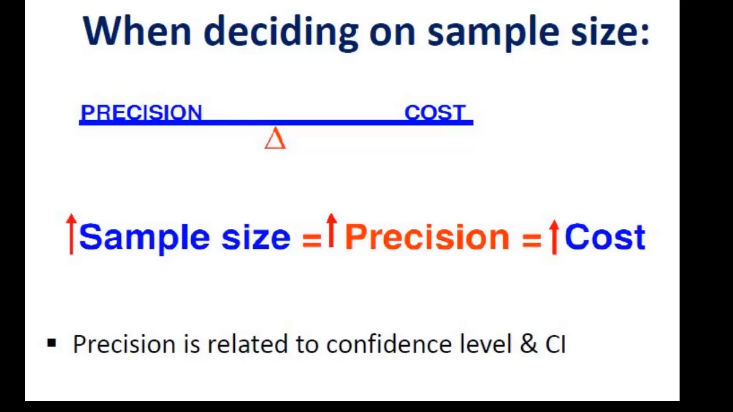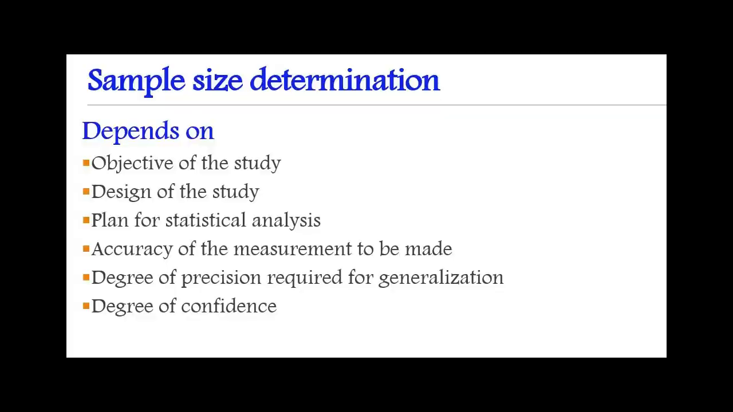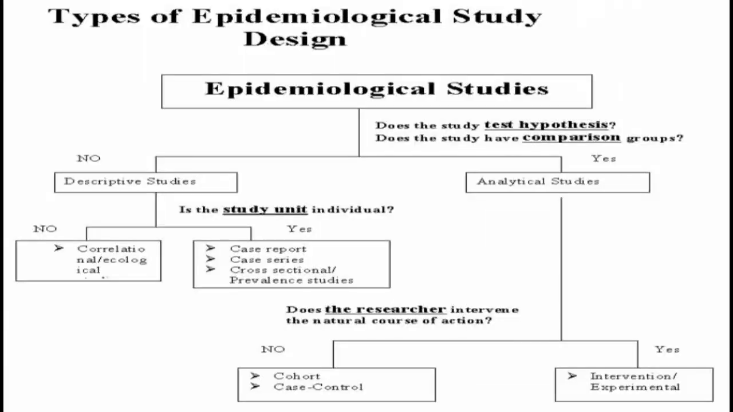And there are different types of sample size calculation, and sample size determination depends on different things, like the objective of the study and the design of the study. We know that there are different types of study, descriptive and analytic in broad classification. The plan of the statistical analysis also determines our sample size calculation, because some of the assumptions of some statistical calculations may require adequate sample size. The accuracy of the measurement to be made, the degree of precision and the degree of confidence are also some of the factors that affect the sample size. So without further ado, let's see how to calculate sample size using Epi Info.